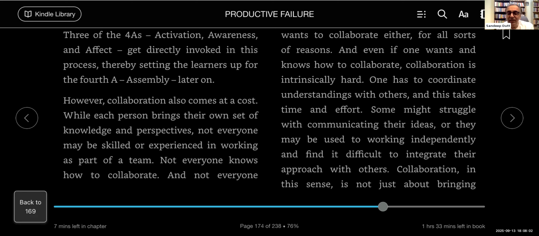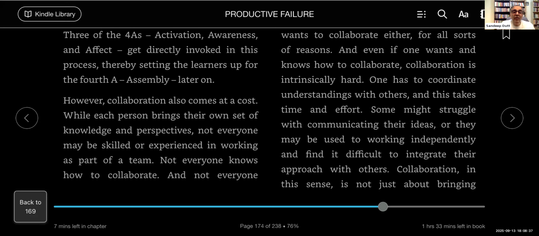So here I'll pause and mention that that's why I'm saying that you can do assignments together or do assignments separately. These are some pros and cons which you can evaluate. Some might start struggling with communicating their ideas, or they may be used to working independently and find it difficult to integrate their approach with others. Collaboration in this sense is not just about bringing multiple ideas and perspectives together. It is also about effectively communicating, coordinating, and understanding each other's contributions.